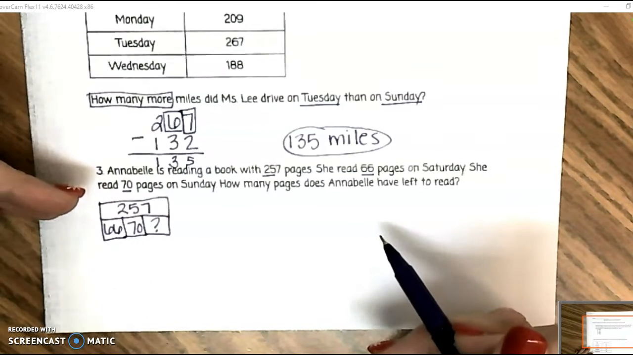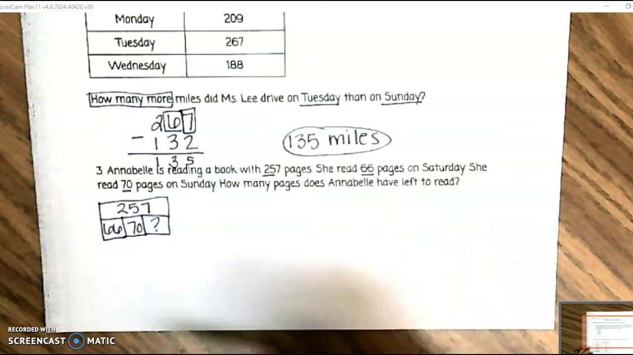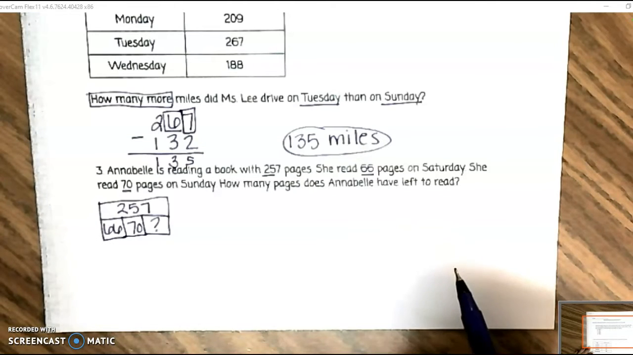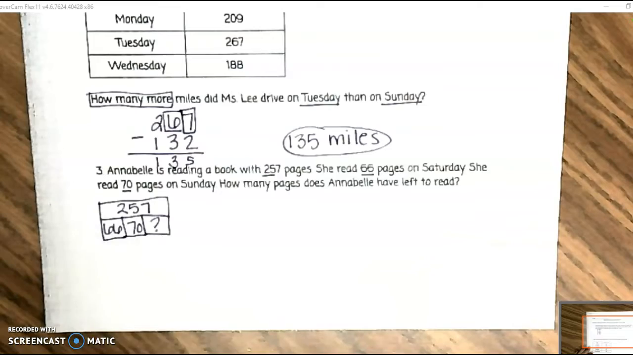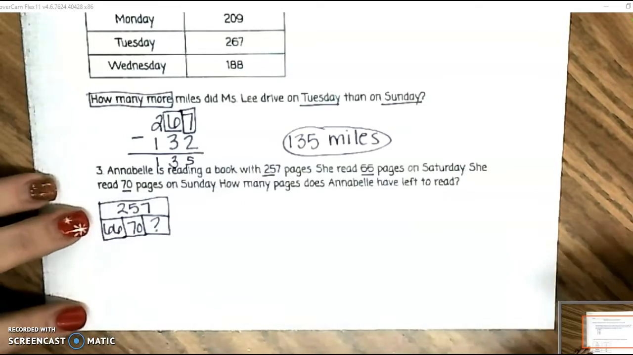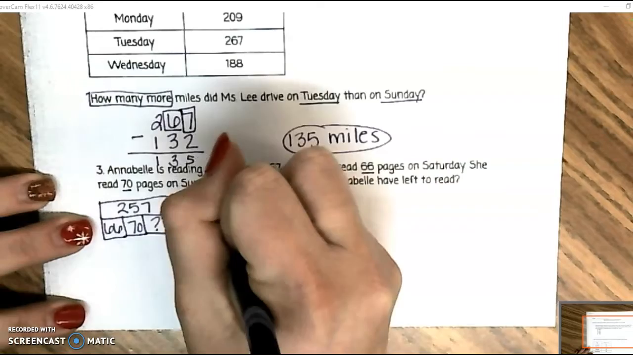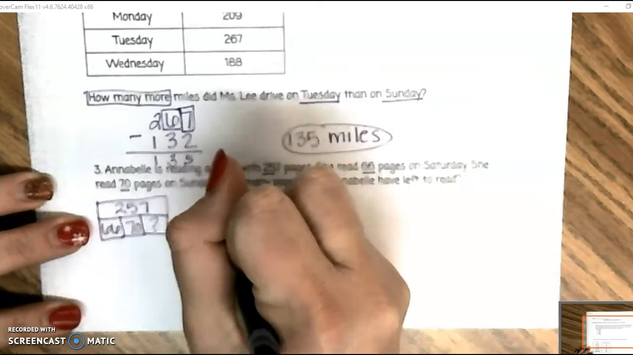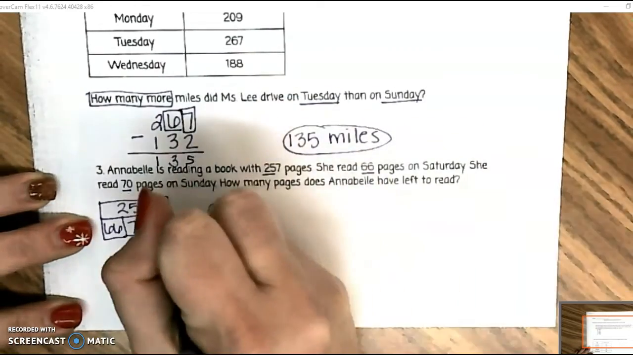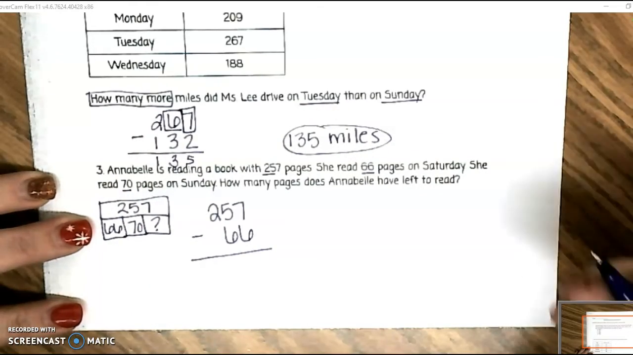This problem can be solved two different ways. We can solve it by just doing straight subtraction, or we can do some adding and then subtracting. If we're going to solve it just subtracting, we're going to take how many pages are in the whole book, and we're going to take away what she read first. So the first day she read 66 pages.